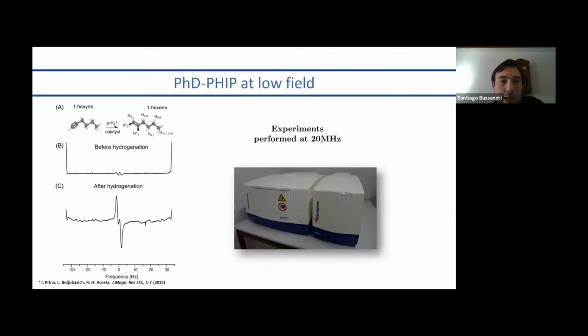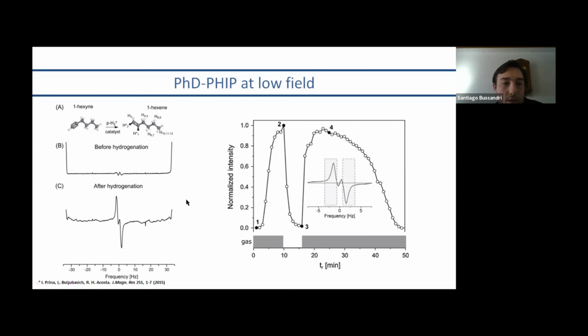And to finish, let me tell you that the PhD FIP sequence does not decrease its performance at low field. We executed experiments at the 0.4 Tesla benchtop spectrometer. As you can see here, before the hydrogenation, we have only thermally polarized spins and everything goes to the borders. After the hydrogenation, this big peak and this big antiphase peak appear. Of course, here we don't have J spectroscopy, this is a clear spin echo spectrum, but we still have this property of discriminating the signals by their source. So this could be really helpful in measuring the efficiency of a catalyst, or, like in this case, to monitor the reaction.